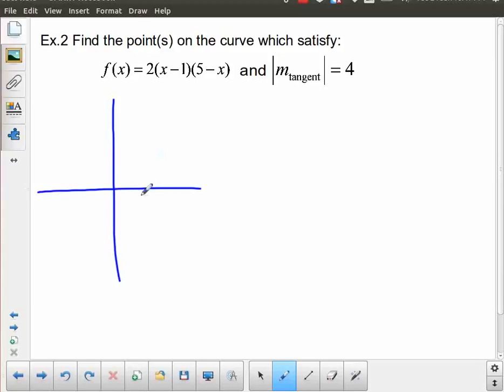I know I've got a 0 at 1, and it looks like I've got a 0 at 5. Now you have to be careful. Your first instinct here might be that you've got a leading coefficient that's positive, so this opens up. But if we take a look, it's the leading coefficient on the x squared term, and this is actually going to be 2 times x times negative x, so that's negative 2x squared. This actually opens down.